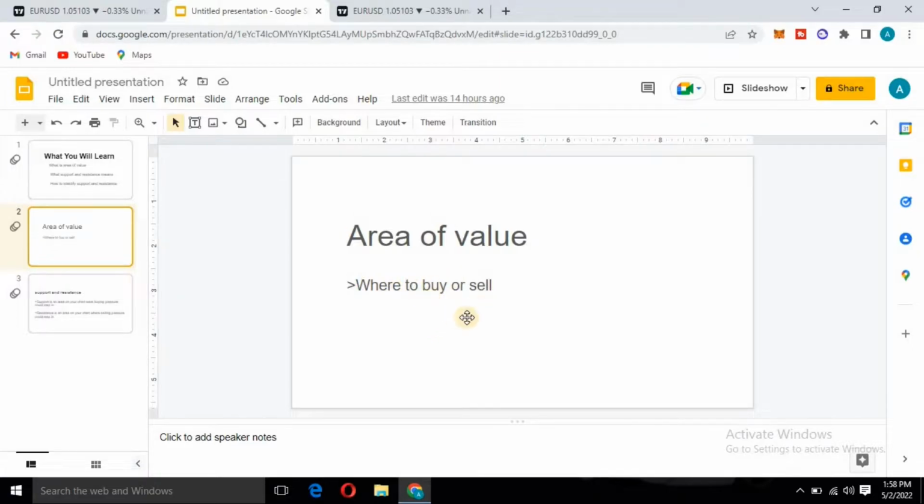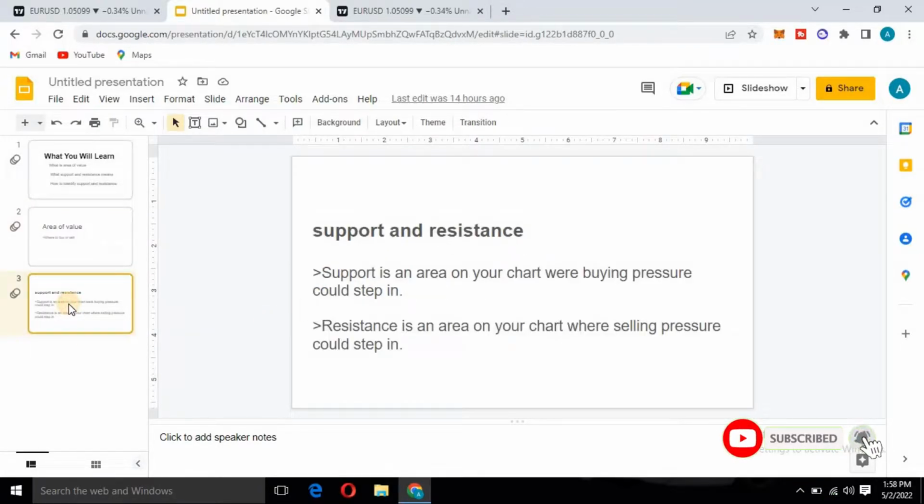For you to identify area of value, there are a couple of things. Different traders use different things. Some people use trend line, some people use support and resistance, some people use demand and supply, moving average. Some people use different indicators to identify the area of value. But for the sake of this video, I'm going to be focusing on support and resistance, which is what I normally use. I also use trend line to identify this.